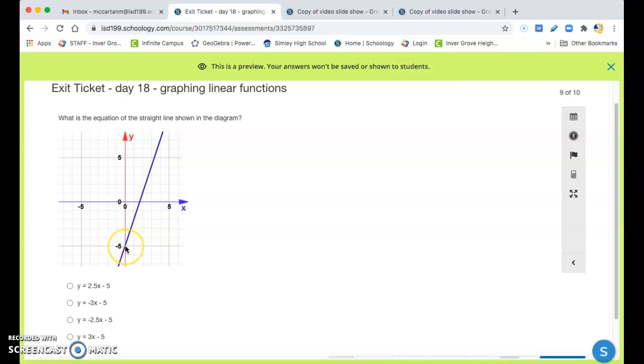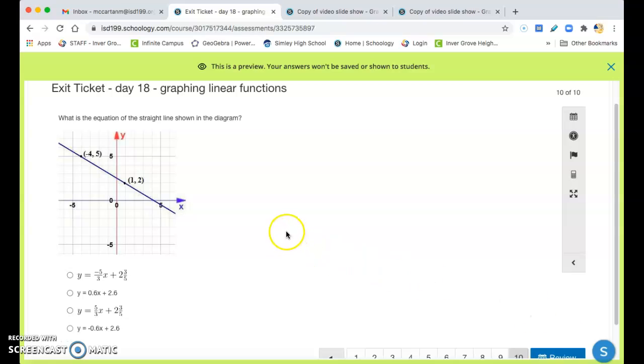All right. The slope of this line, start at this point here, goes up 1, 2, 3 over 1. 3 over 1, I think. So it's a slope of 3 and goes through at negative 5. Slope of 3 goes through at negative 5.